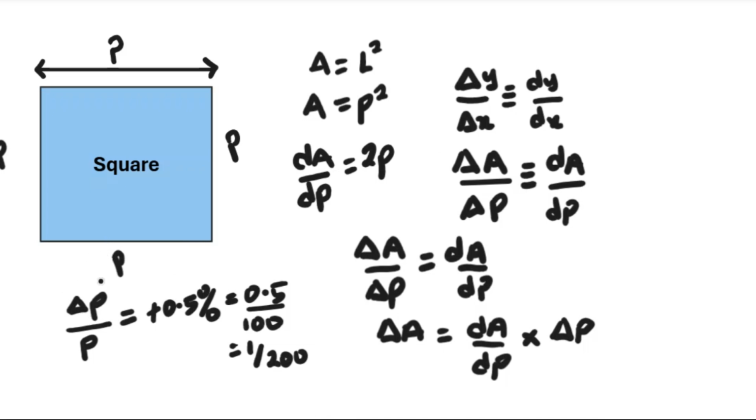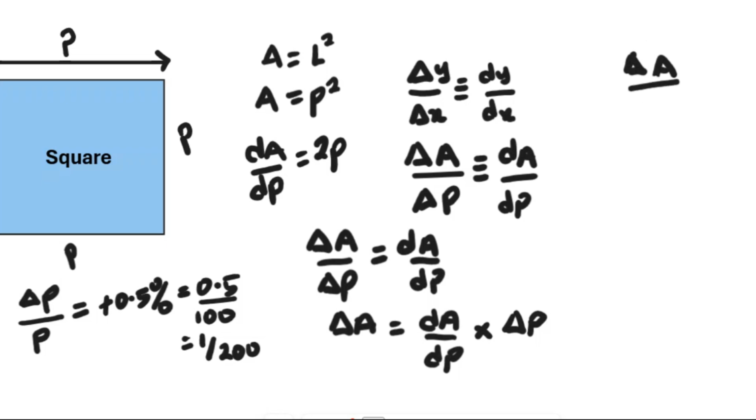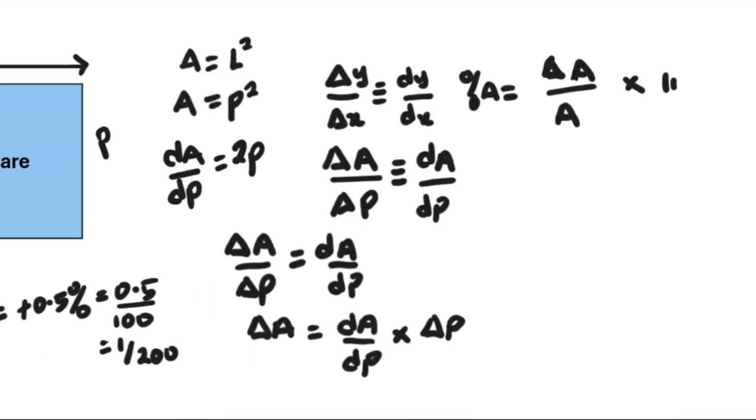Don't forget, when I said the increase in the side was increasing at this rate, which was delta P over P, it means that the increase in the area is going to be what? Delta A over A. So if the increase in the area is delta A being divided by A, the percentage increase in the area will therefore give us this value now being multiplied by 100%.